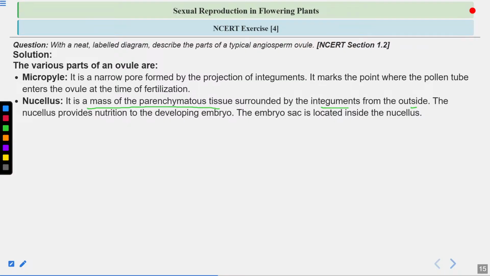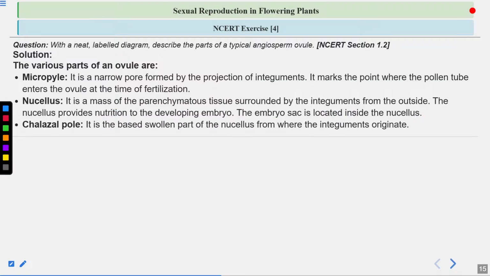The embryo sac. Now, what is the ploidy of the embryo sac? The embryo sac is located inside the nucellus. First of all, the nucellus cells are diploid. But what is the ploidy of the embryo sac? It is a haploid structure. So remember all these points, they are very, very important. This ploidy is not asked in this question, but I'm telling you because it could be asked in other questions, right? Okay.